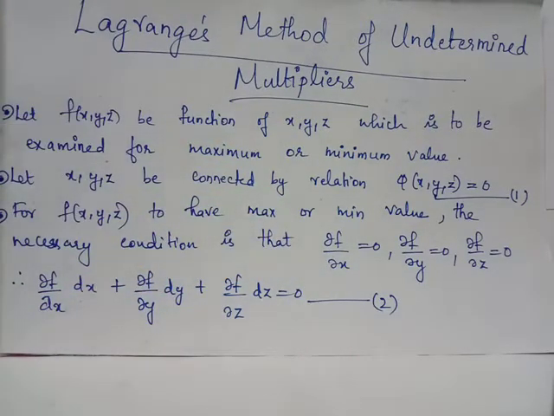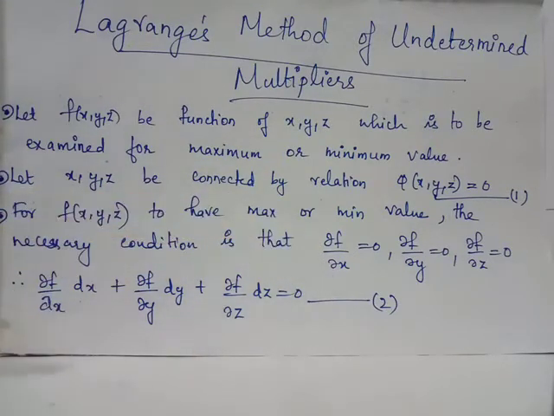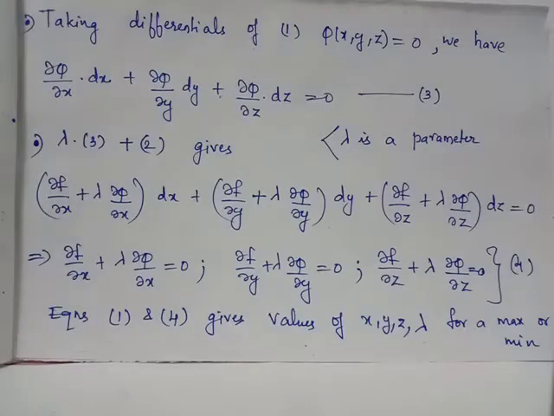to 0. When these first order partial derivatives themselves take 0 value, if we consider the expression dou f by dou x into dx plus dou f by dou y into dy plus dou f by dou z into dz, we also obtain this expression takes 0 because these three terms are already equated to 0. When you take the differential of the relation phi of x, y, z equal to 0, you get the expression dou phi by dou x into dx plus dou phi by dou y into dy plus dou phi by dou z into dz equal to 0.